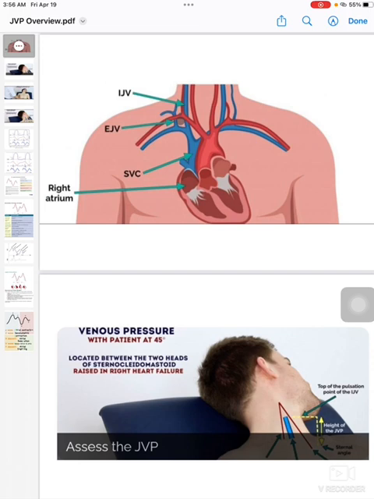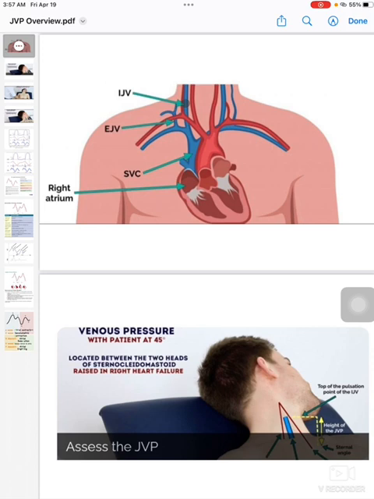Now we'll discuss why we assess the jugular venous pressure. Assessment of the jugular venous pressure can provide insight into the patient's fluid status and central venous pressure. If a patient is hypervolemic, the jugular venous pressure will appear raised due to increased venous pressure within the right atrium, causing a higher than normal column of blood within the internal jugular vein.